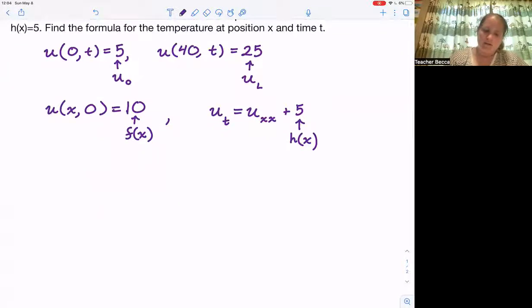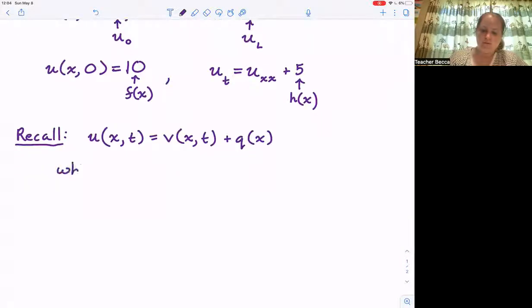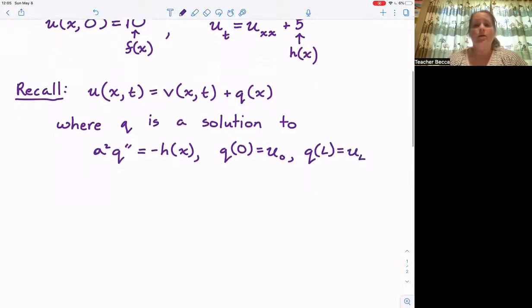So again, recall that we have U of x, t written as V of x, t plus Q of x, where Q is a solution to a squared Q double prime equals negative h of x, with Q of 0 equaling u naught and Q of L equaling u sub L.